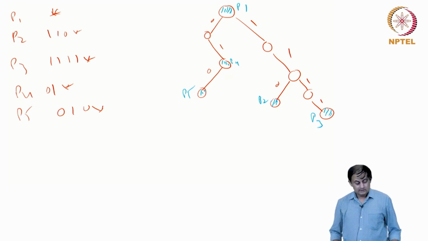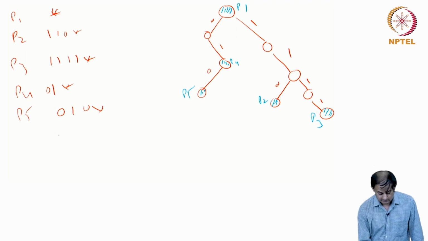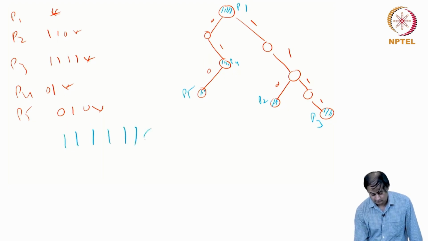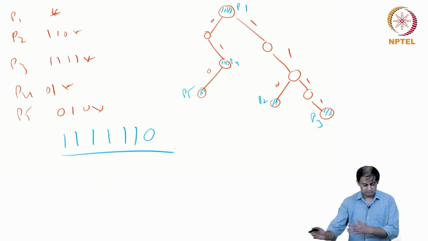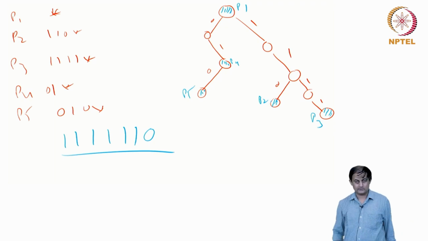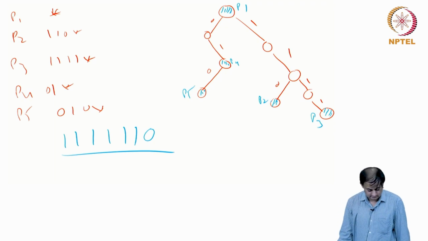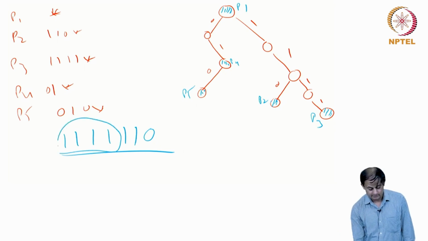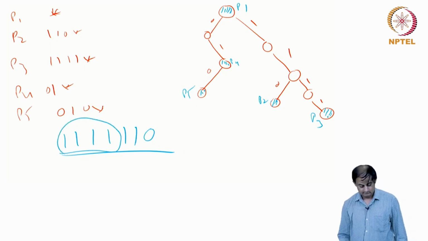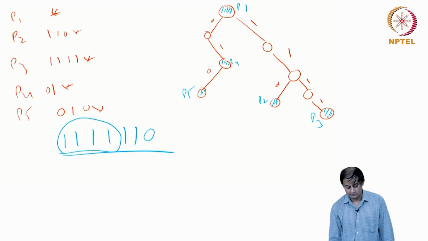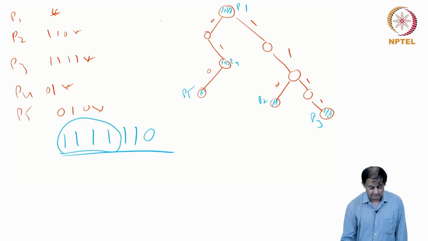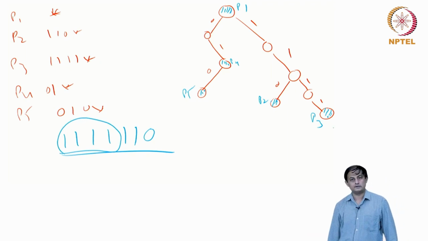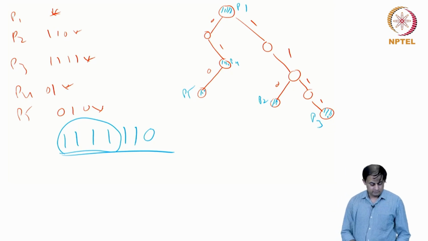As well, if you receive an IP packet with the destination IP address 1111110, this is actually 32 bits, but for the sake of convenience, I have just written these 7 bits. So how do you do the lookup? Read these 3 bits, and you will be at P3, and that is the longest prefix that you can match. Based on whatever P3 is saying, you need to route that particular packet to that particular interface. So that is how you implement it.